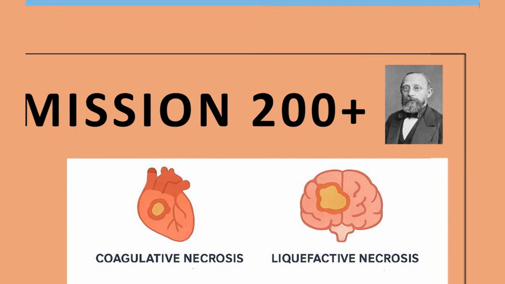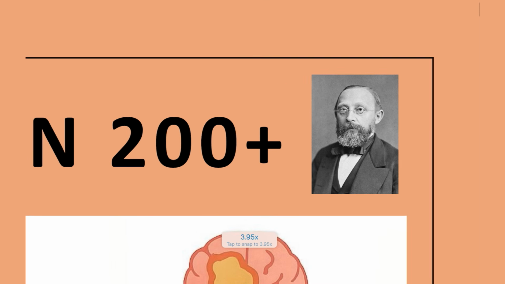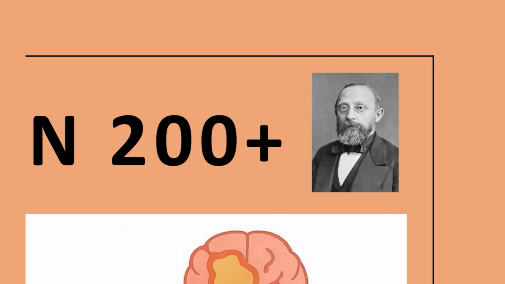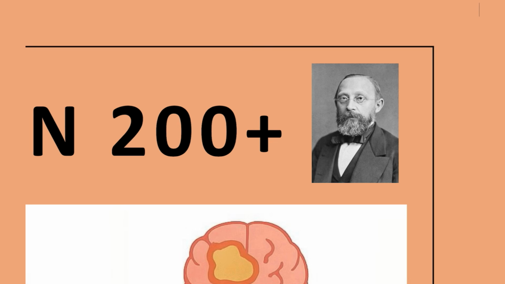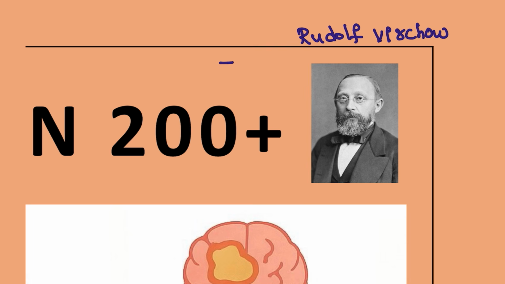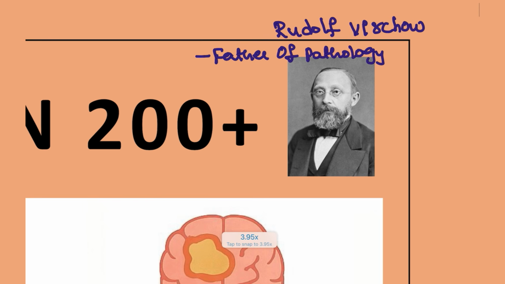So let's start the discussion, guys. As a part of every subject, we will be discussing one of the doctors, one of the scientists and one of the historians who has contributed to that particular subject. So you all must have heard his name. He is Rudolf Virchow. He is known as the father of pathology, modern pathology, and his contributions are well known, much more and much more.